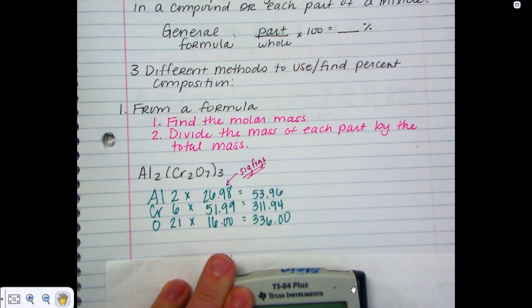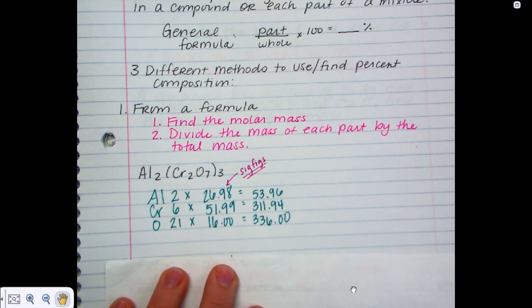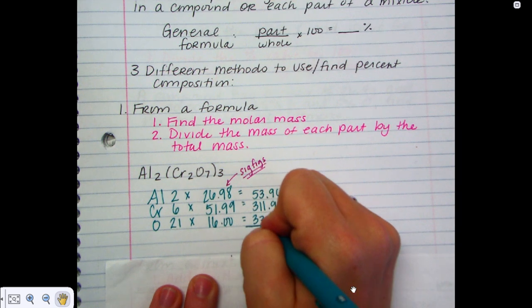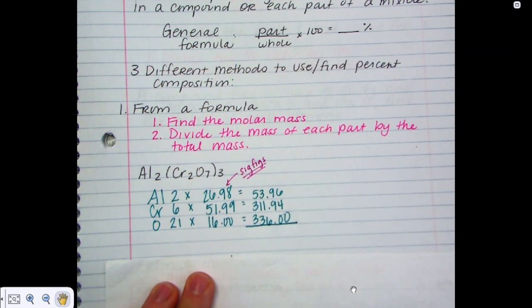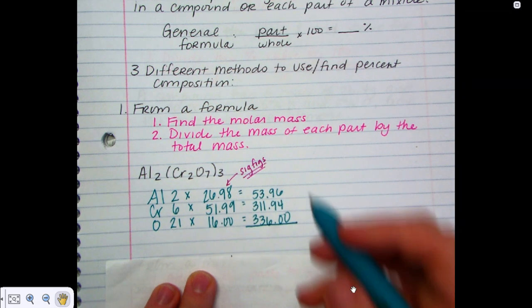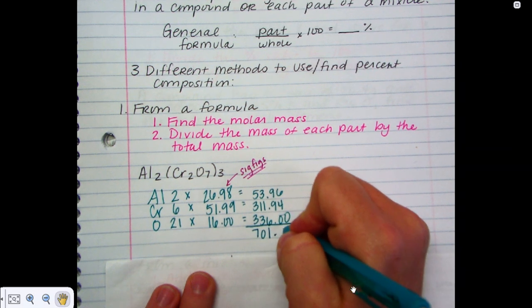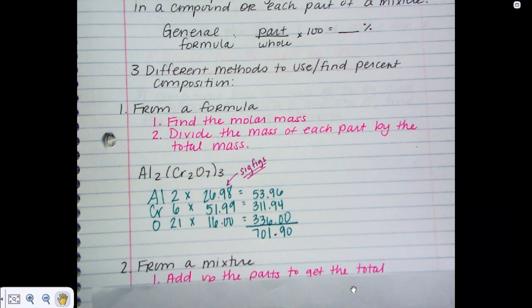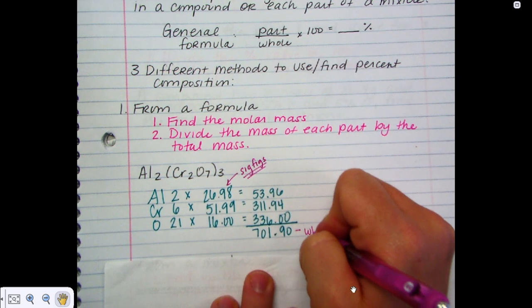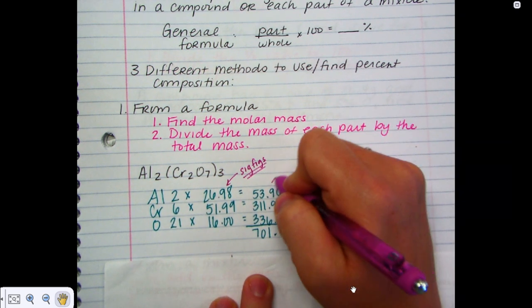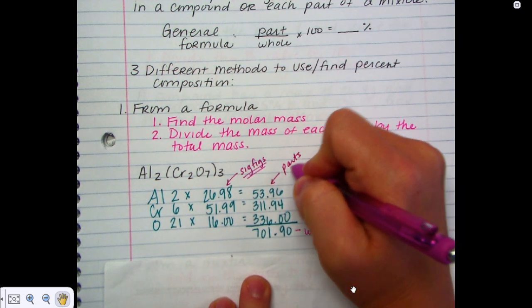All right, so I'm still not done finding the molar mass. What's the last thing I need to do? I need to add all these up. I need to find the total. So I'm going to do this off camera so I don't have to keep putting my calculator up there. 53.96 plus 311.94 plus 336.00 is 701.90. So what do I have here? This is my whole, right? That's all those things together. And these guys are my parts.